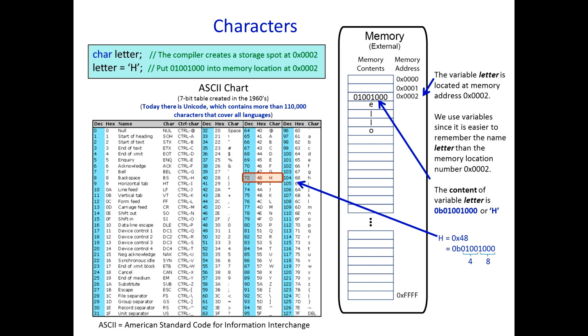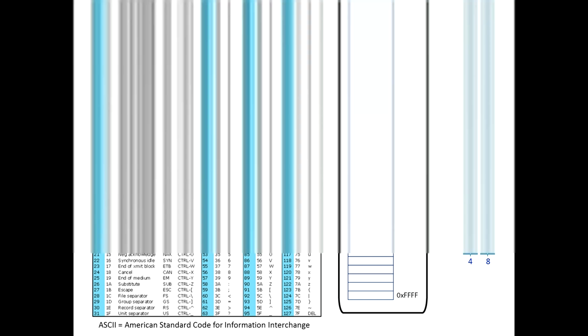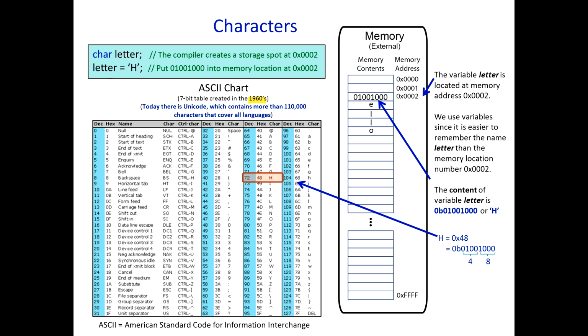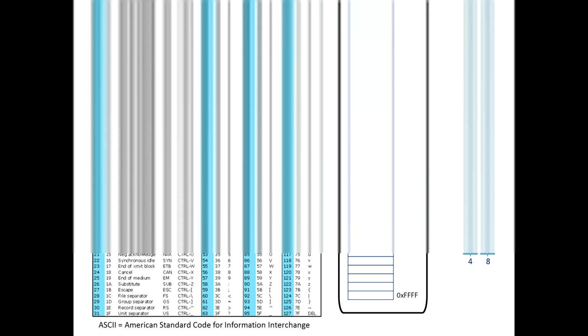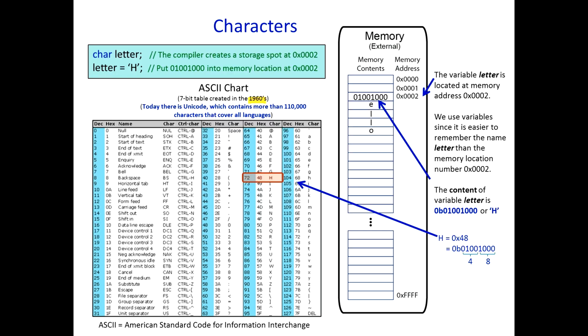Okay, so back in the 60s there was a chart. This is known as the ASCII chart. It was 7 bits, which means that there are 127 characters and other control sequences that were specified. We had all the letters in the English language, both uppercase and lowercase, numbers, and other characters. But that's pretty limiting today, so there is now Unicode, which instead of 7 bits is actually 32 bits, and so that actually contains more than 110,000 characters. That pretty much covers all the characters in all the languages of the world.